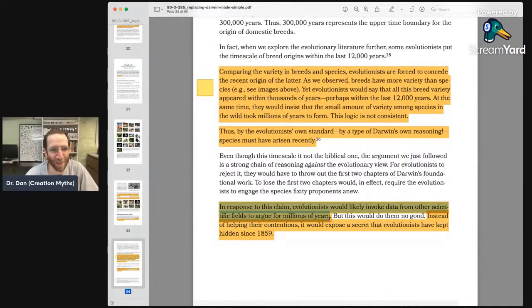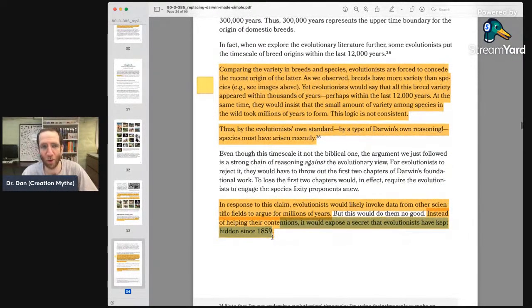No, we don't have to do that. The genetic data are sufficient. Instead of helping their contentions, it would expose the secret evolution kept hidden. No, there's no secret. There's nothing we've kept hidden since 1859. We don't have to go to other fields for long periods of time. Genetics is perfectly sufficient to do that for us.